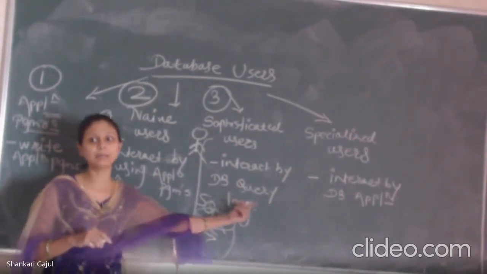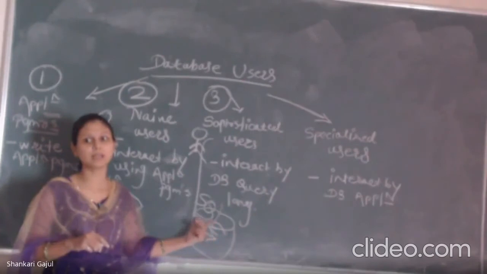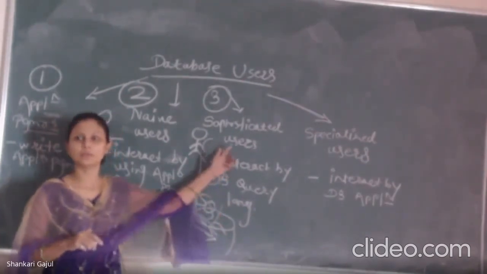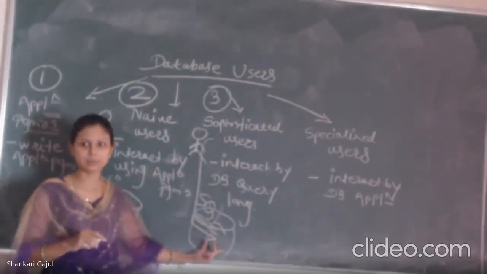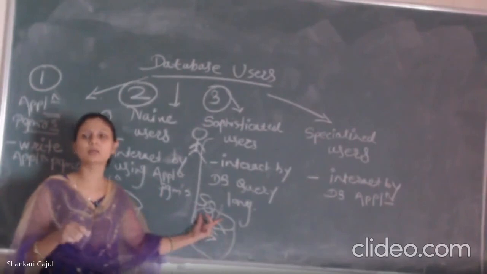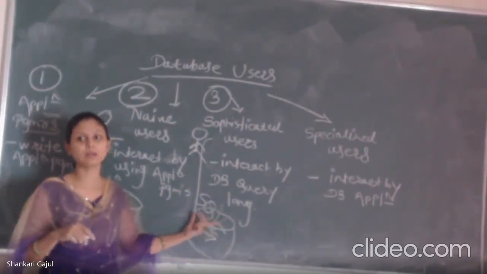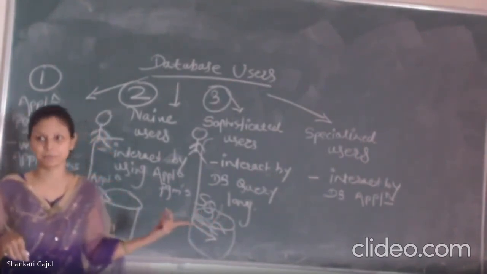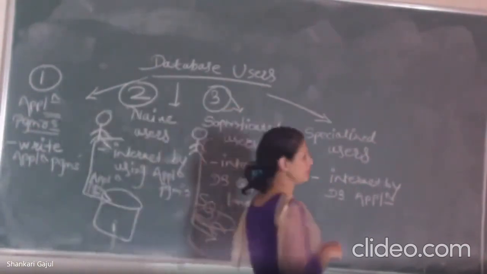database query languages. What is the database query language? An example of this is the SQL language. So the sophisticated users, this kind of users, can interact with the database system with the help of some kind of query language. So what is the query language? SQL is the query language which is present in a database system. Okay, so this is the third, the sophisticated user.